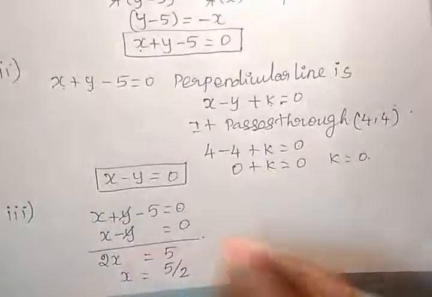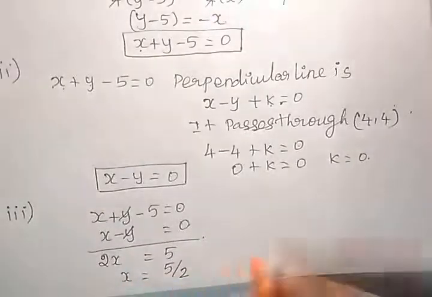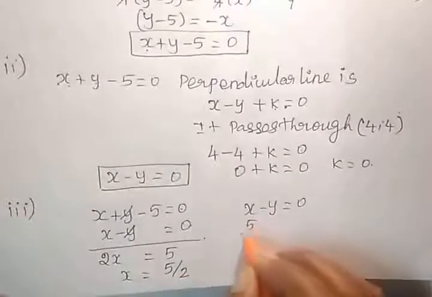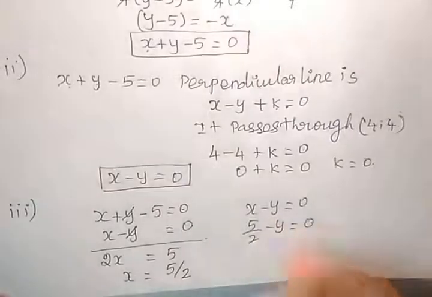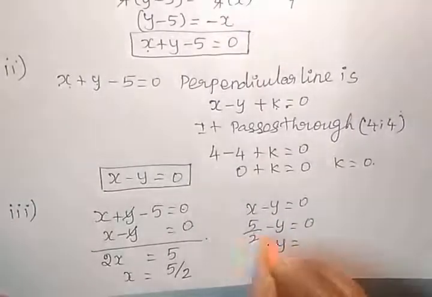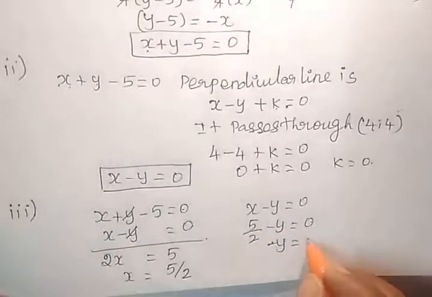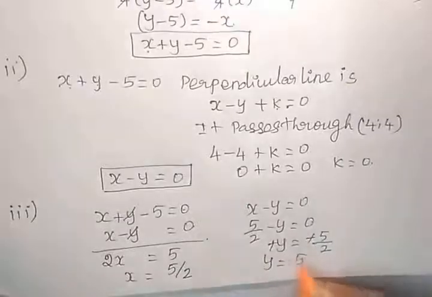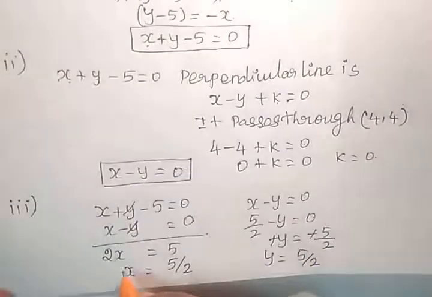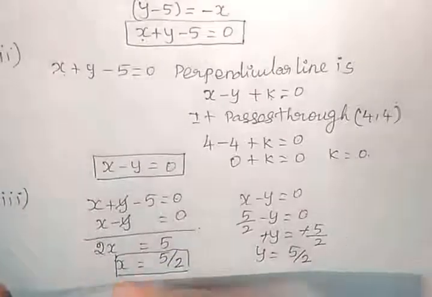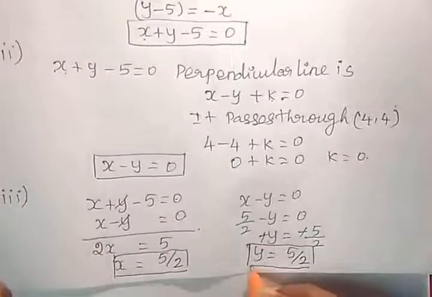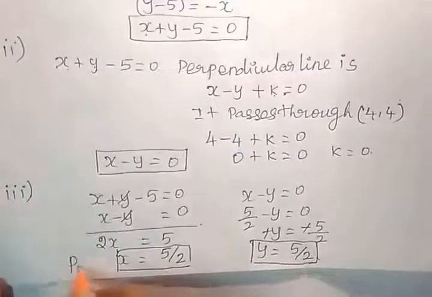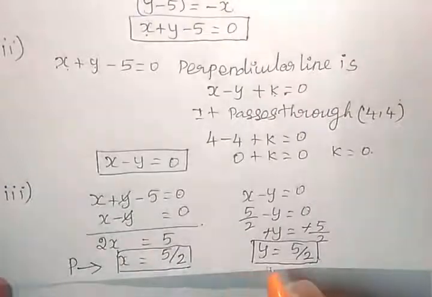And for y, substitute the value x is equal to 5 by 2 in x minus y is equal to 0. So 5 by 2 minus y is equal to 0, then minus y is equal to minus 5 by 2, minus and minus cancel, so y is also 5 by 2. So the x value is 5 by 2 and the y value is also 5 by 2. So the point P is (x, y) equal to (5 by 2, 5 by 2).